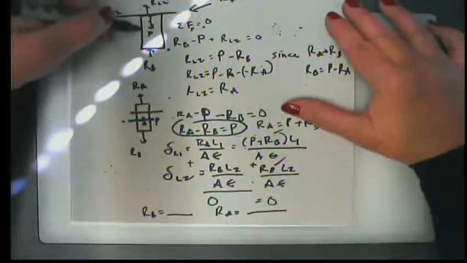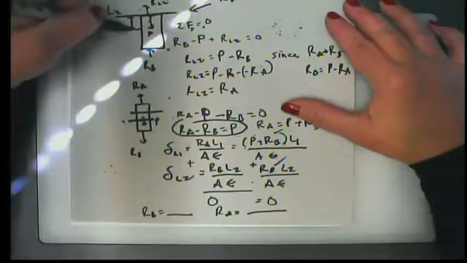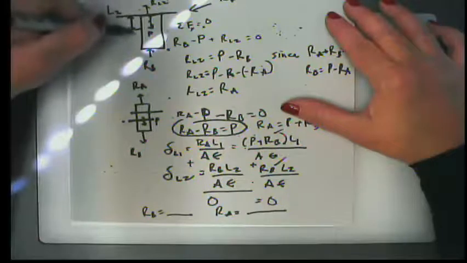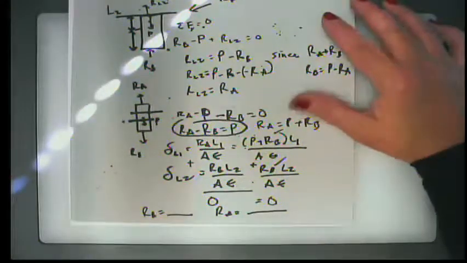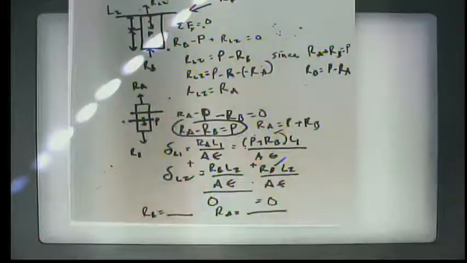And then I can use each individual, one or the other, to see how much the top elongates and how much the bottom contracts. Because the total of those two things is going to equal 0. Okay? So let's do a problem with some numbers in it so that you can see how this works. And I will not get down in the weeds on this one.